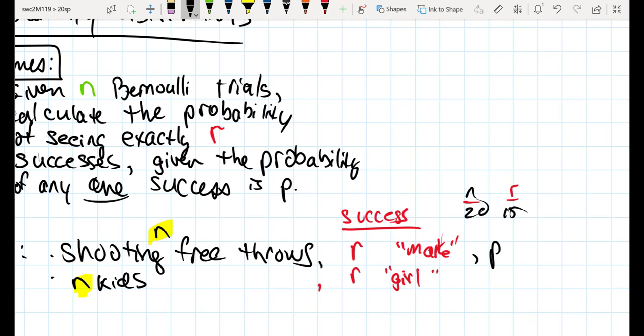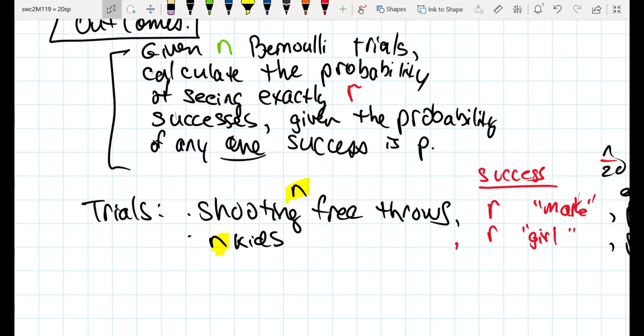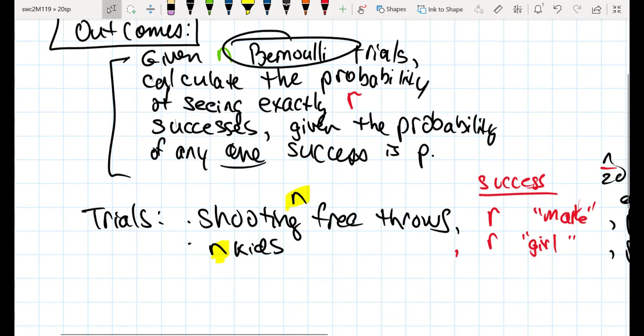If it's free throws, it might be something like, maybe someone has an 89% chance of making one free throw. Or if it's a drug that's supposed to tilt the balance so that girls are even more likely, then the probability of having one girl might be 52%. But for all of these trials, they're either a make or a miss, and that's what makes the things we're looking at Bernoulli trials.